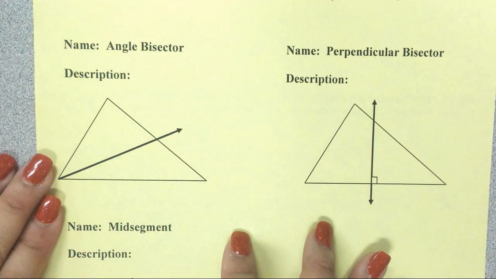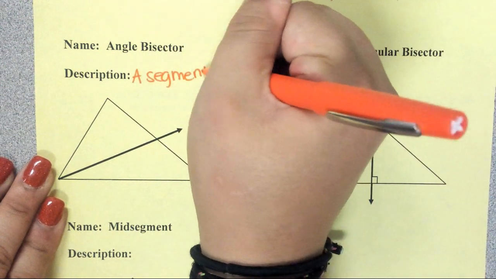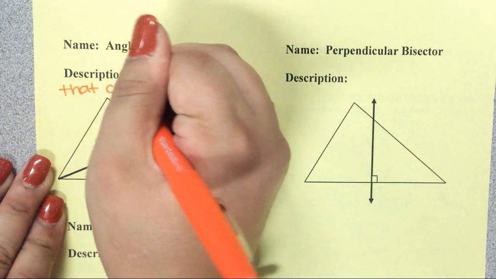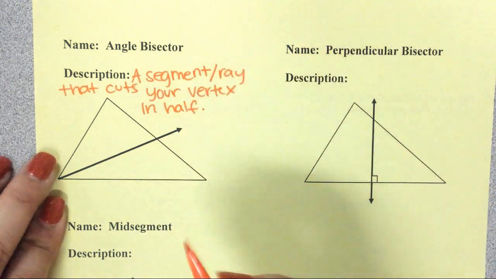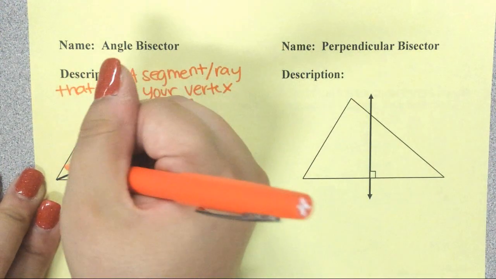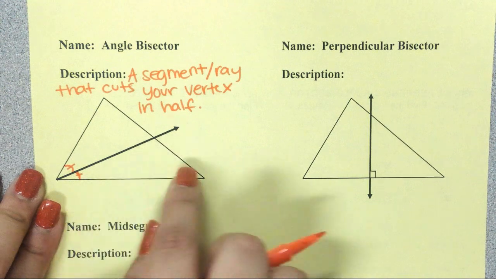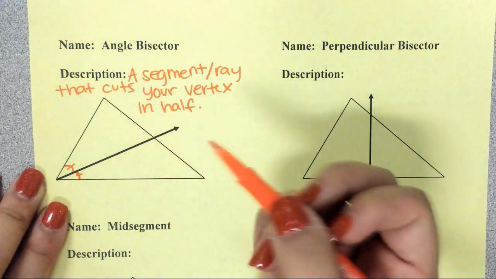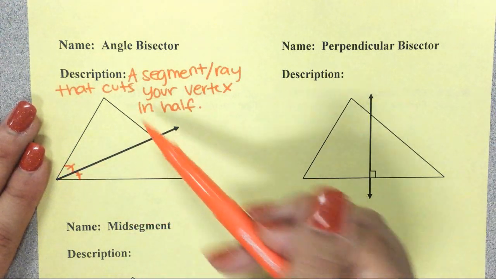Angle bisector, we've already learned this, but it is a segment, or it can be a ray. In this example, it's a ray that cuts your vertex in half. So for the angle bisector, this is going to make these two angles congruent to each other. It actually has nothing to do with the sides right here. So just be aware that it kind of gets confusing. When you're looking at angle bisector, it's only looking at this vertex angle, nothing to do with the side, whereas all the other ones deal with the sides.